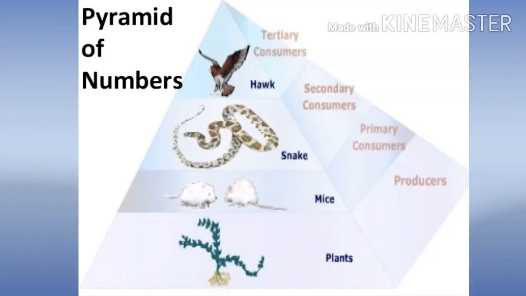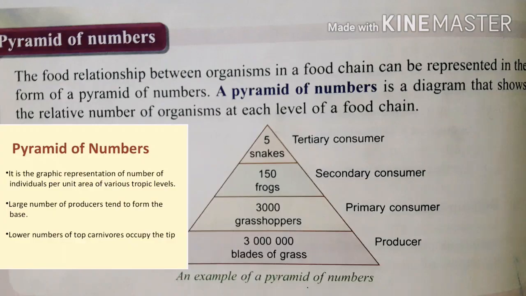Now, look at these pyramid of numbers. The food relationship between organisms in the food chain can be represented in the form of a pyramid, right? A pyramid of numbers is a diagram that shows the relative number of organisms at each level of the food chain. Now let us start from the first level, okay, at the bottom portion, which is the producer. There are 3 million blades of grass. Then on the second level, that is what we call primary consumer, there are 3,000 grasshoppers that eat those producers or blades of grass.